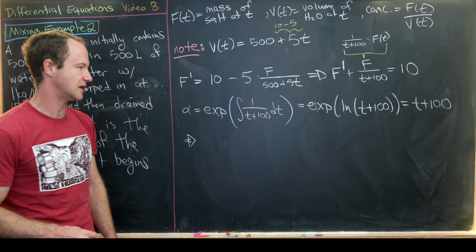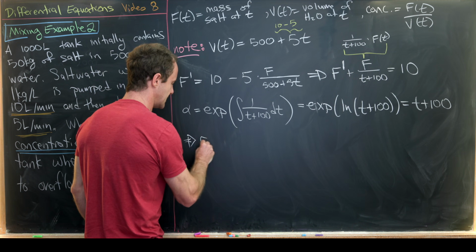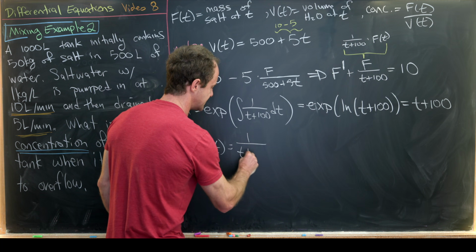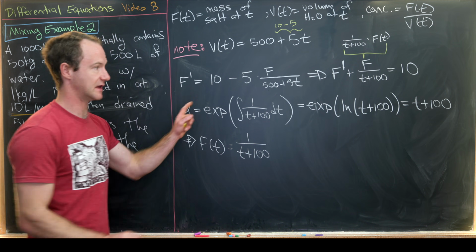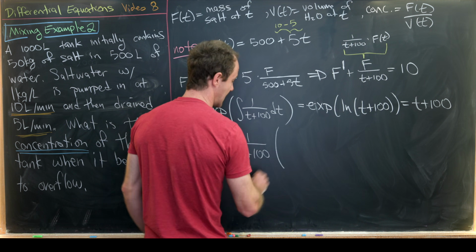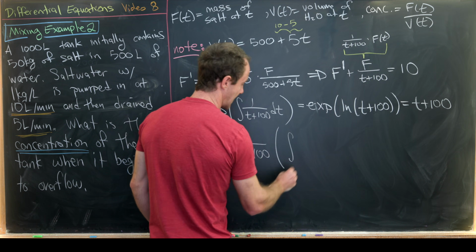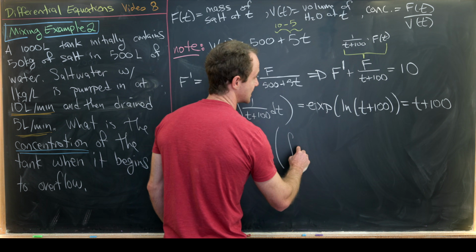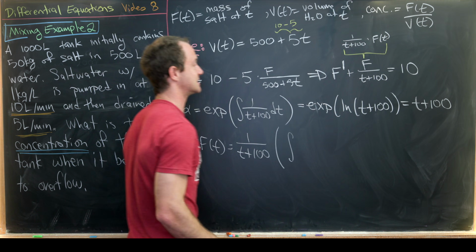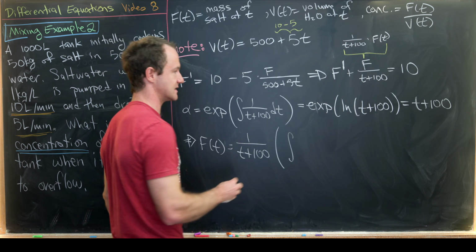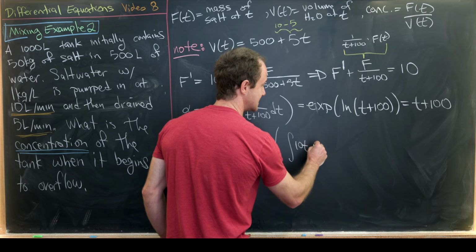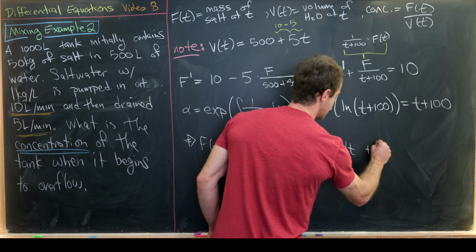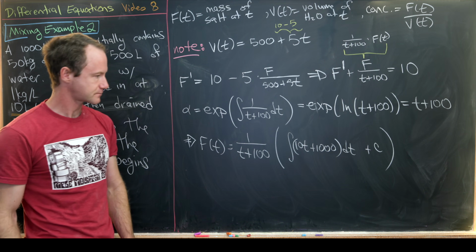But now we can use our formula for the solution to our first order differential equation. Check back in a previous video if you need to see that. So that's going to be f of t is equal to 1 over alpha. So that's going to be 1 over t plus 100. That's our calculated function for alpha. Times the quantity, the antiderivative of alpha times b. So that's going to be t plus 100 times 10. That's our function b in this case. So that'll be 10t plus 1000 dt plus some constant.